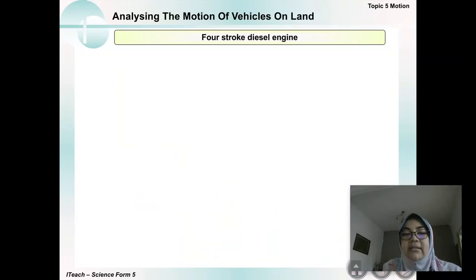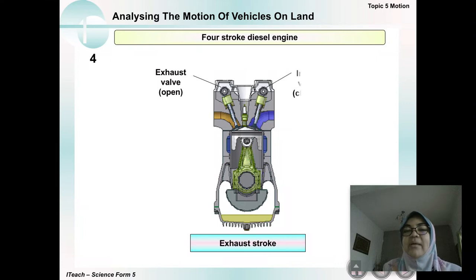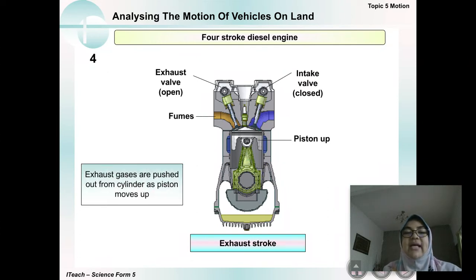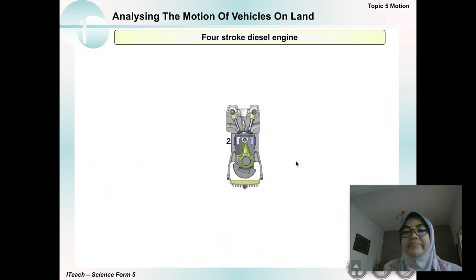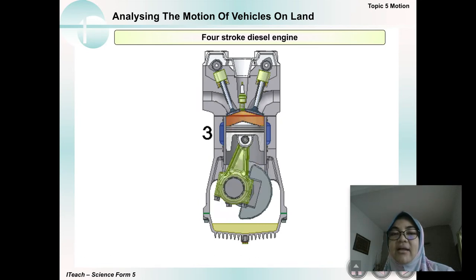Okay, and then exhaust stroke sama juga macam petrol engine. Pada exhaust stroke, intake valve tutup, exhaust valve buka, so piston naik atas, dia akan keluarkan fuel. Okay, exhaust gas are pushed out from cylinder as piston move up. Okay, lebih kurang sama juga.